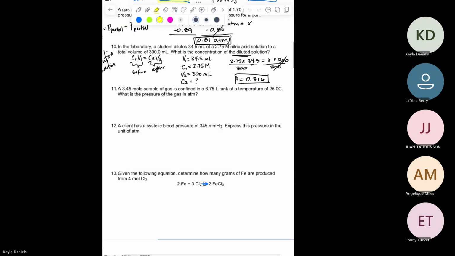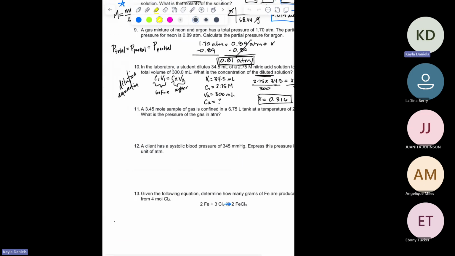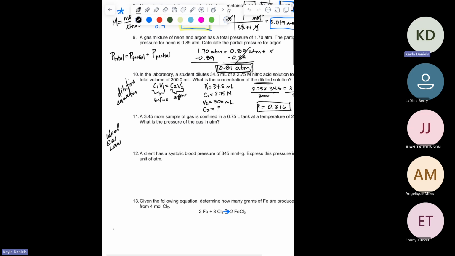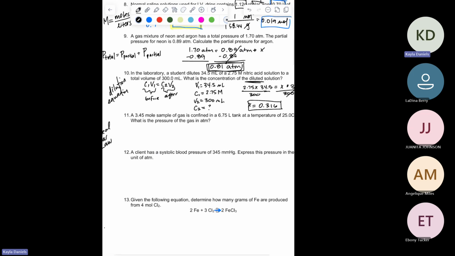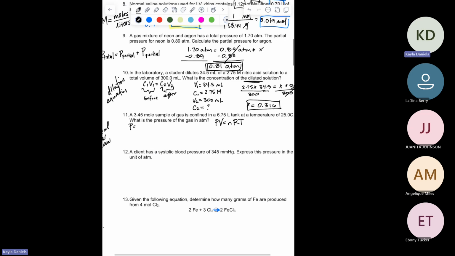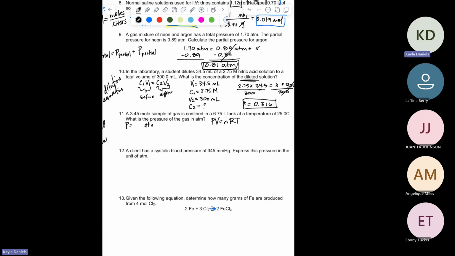All right. So that's what 11 is referencing. This is the ideal gas law. We're talking about gases still, but they didn't really define. They gave us a lot of variables, so we're thinking the ideal gas law. So again, ideal gas law, PV equals nRT. P is pressure, so it has to be in atmospheres. That's how this equation works. But as the problem states, that's what we're trying to solve for.